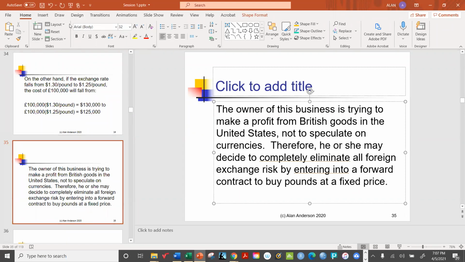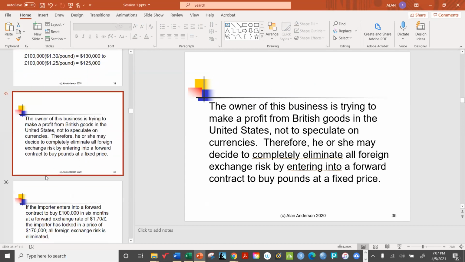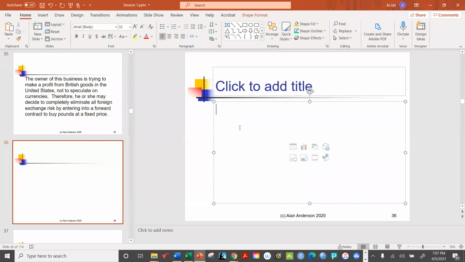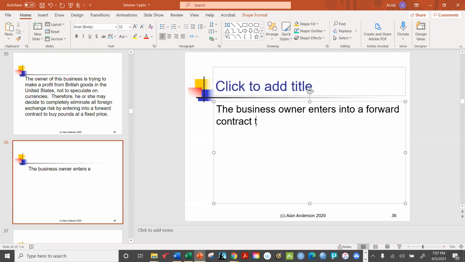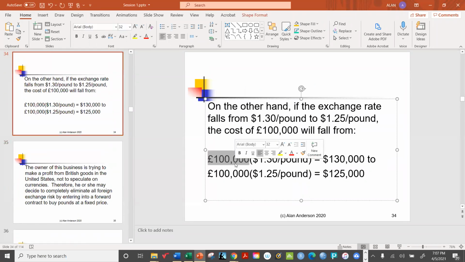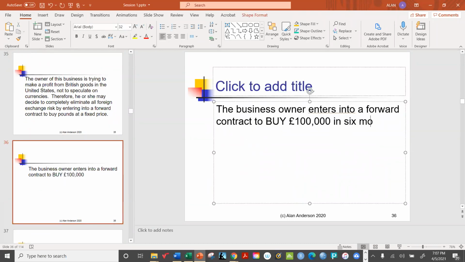So in other words, what's happening here is they've decided, you know what, I know that I could make money if I wait, but I could also lose money, and this is not my business. I don't want to have to worry about that. So the hedger, or the owner of the business, enters into a forward contract to buy British pounds, 100,000 British pounds, in 6 months, at a fixed price.